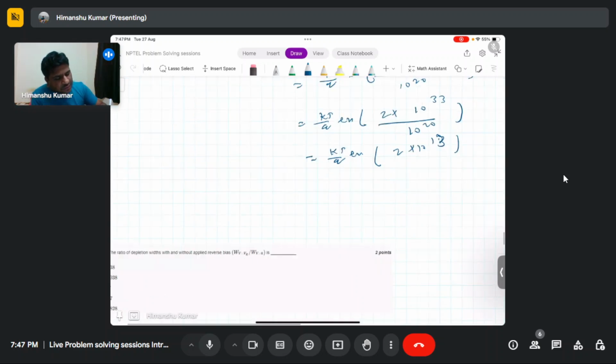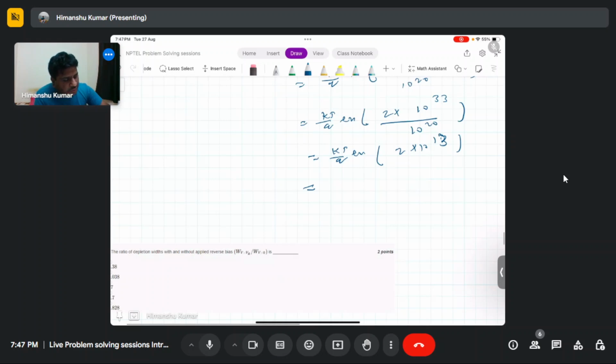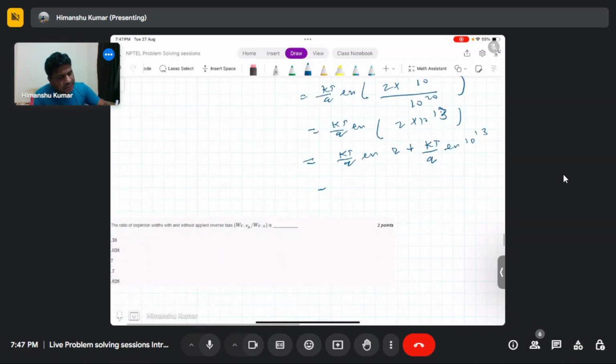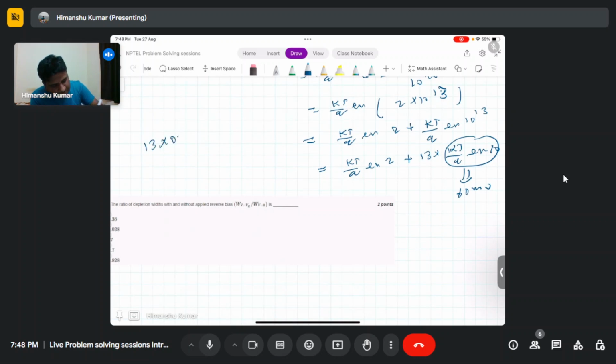Then you can solve just like this. You can expand this log: kT by q ln 2 plus kT by q ln 10 power 13. So this is kT by q ln 2 plus 13 times kT by q ln 10, and kT by q ln 10 is about 60 millivolt. So you can write 13 multiplied by 0.06, and you get around 0.78 something.